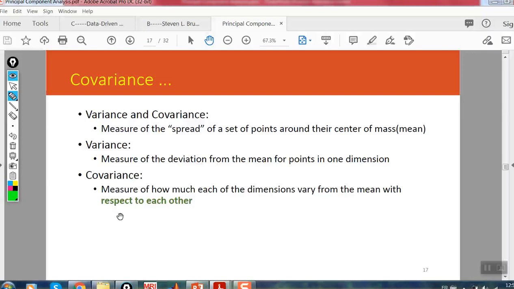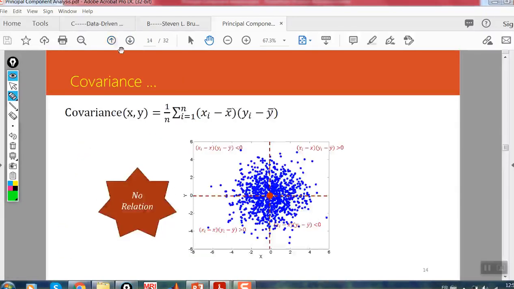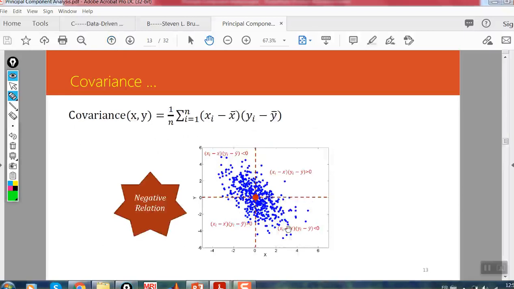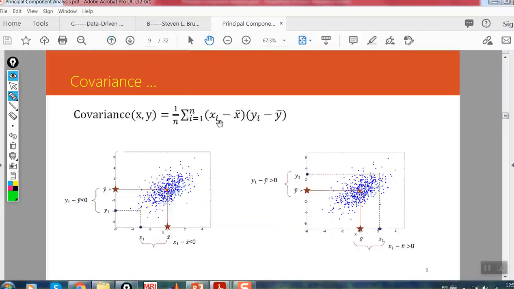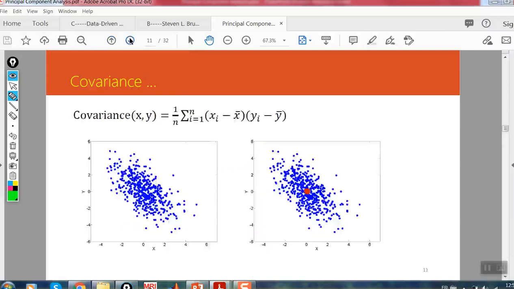And also the covariance measures how much each of the dimensions varies from the mean with respect to each other. With respect to each other, it means that the data with this direction is negative, or the data with this direction is positive. Covariance has a positive relationship.